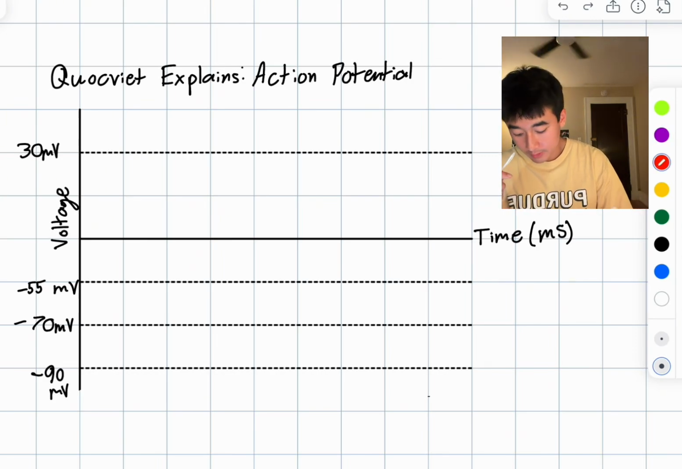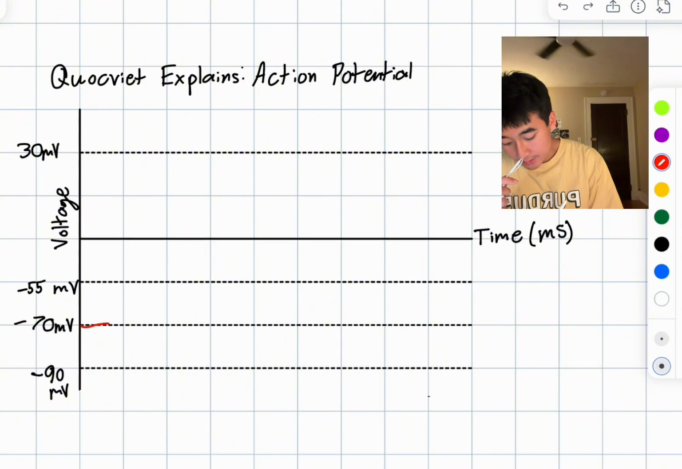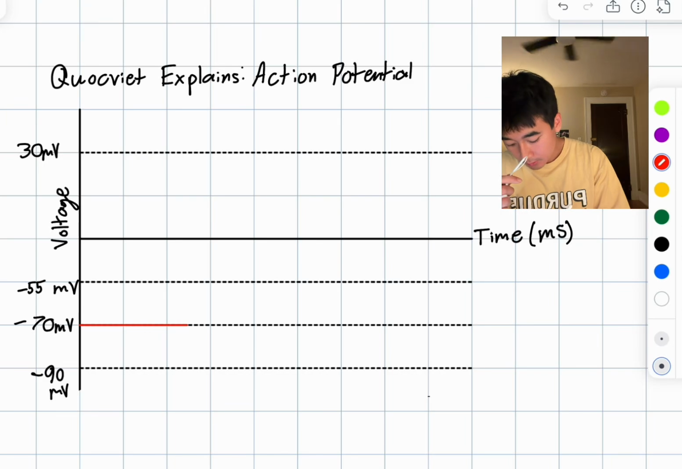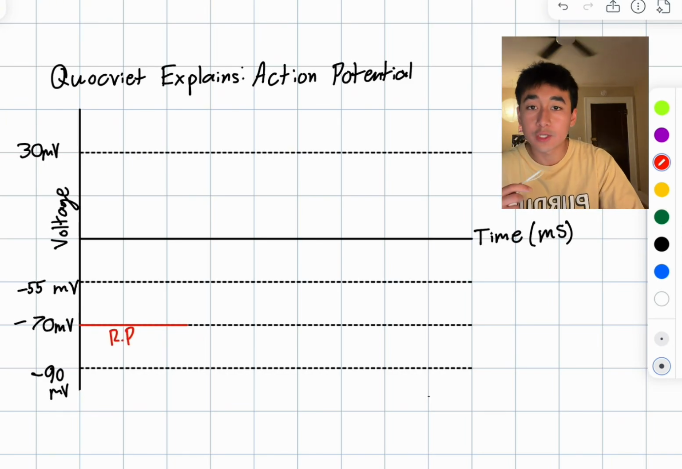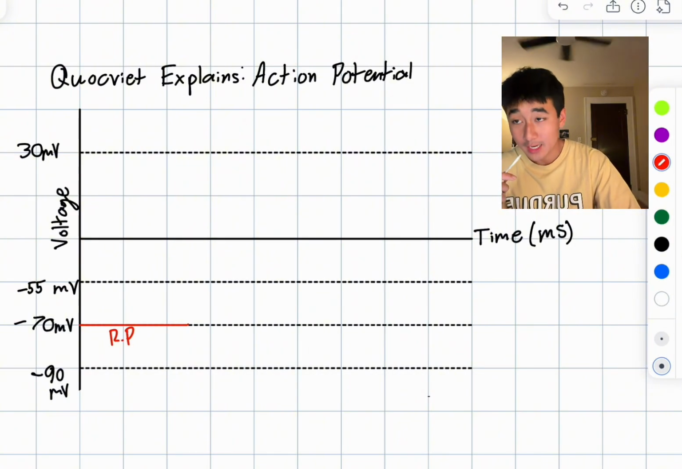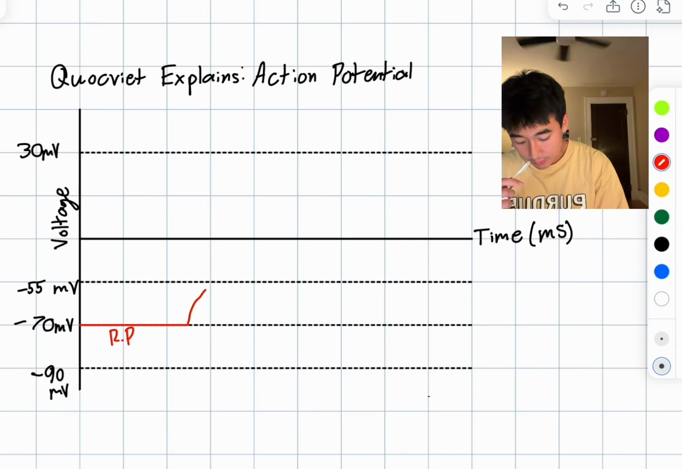So starting off, we have the cell's charge at around negative 70 millivolts, and this is what we call the resting potential. This charge is maintained through the sodium-potassium pump. This is where 3 sodium ions are pumped out, while 2 potassium ions are pumped in, with the use of 1 ATP.